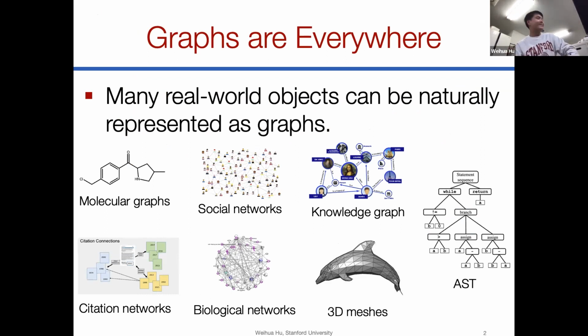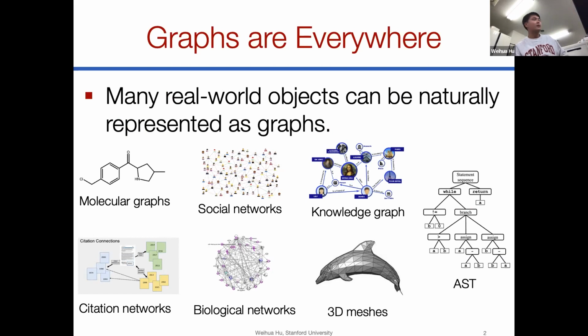So I'd like to start my talk by saying that graph structure data is everywhere. Many real-world objects can be naturally represented as graphs. For instance, molecular graphs, social networks, knowledge graphs, citation networks, biological networks, and so on and so forth. And we're interested in performing machine learning tasks over this kind of graph structure data, such as predicting the property of molecular graphs, predicting new friendship in social networks, which can be cast as link prediction between two users, completing missing facts in the knowledge graph, predicting subject areas of papers in the paper citation network, and so on.